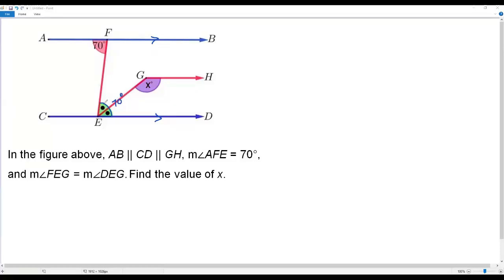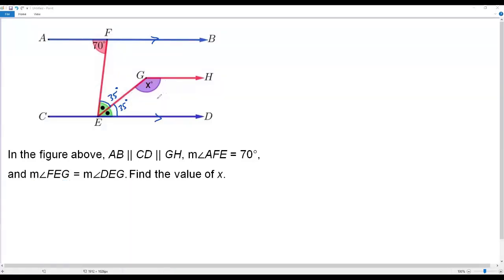Okay, and also the question says that the angle measure over here and the angle measure over here, that is, the measure of angle FEG and the measure of angle DEG, are equal. That means this line segment EG bisects the angle FED. That means this 70 degrees has been divided into two equal parts by the line segment EG. Then what is the measure of the angle over here? It has to be 35 and it has to be 35, because 70 has been divided into two equal parts. Now angle FEG and angle DEG are equal, so each one is 35 degrees, as the question requires.